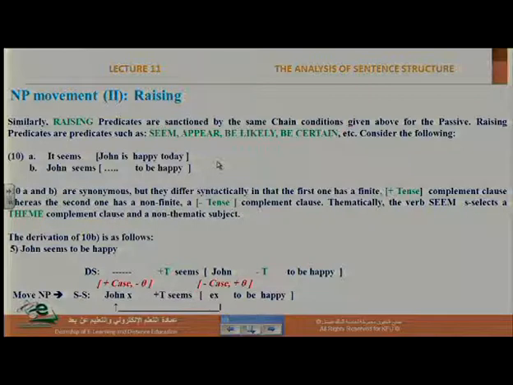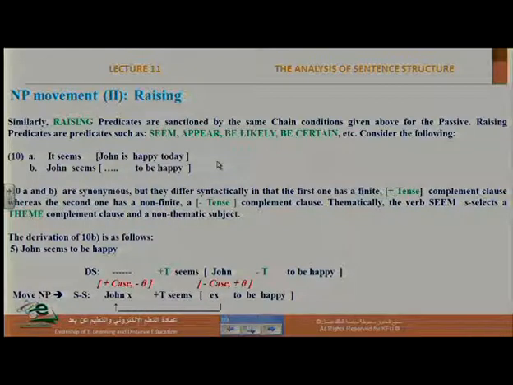Insofar as it's going to be left without case, if it can move to an empty position, then it will do. But if that position is already filled, then it stays there. And the result is ungrammatical, because it would be, it seems John to be happy. That is not English. So how do we then relate these two sentences together? And more specifically, how do we derive the sentence in 10b? Well, the derivation of 10b is as follows. And you will see that it is very much reminiscent of what we said before concerning the passive.